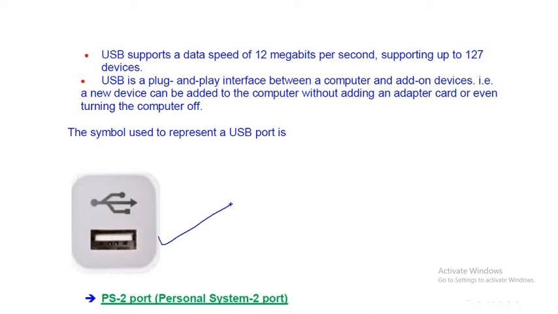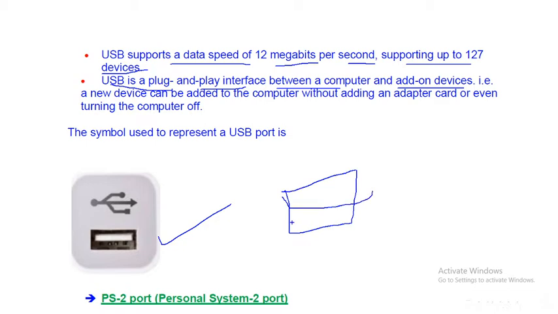Have you seen it? You have seen it, right? Yes, it is a USB port. USB supports a data speed of 12 megabits per second, supporting up to 127 devices. USB is a plug and play interface between a computer and an add-on device. Okay. So suppose the add-on device is a pen drive. This is a pen drive. So this pen drive is an add-on device.